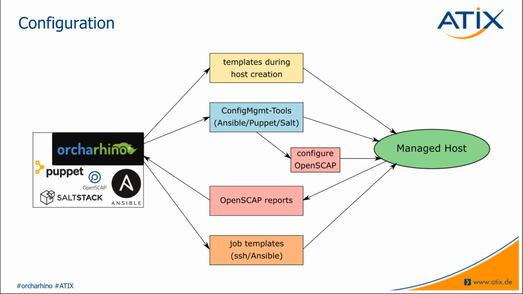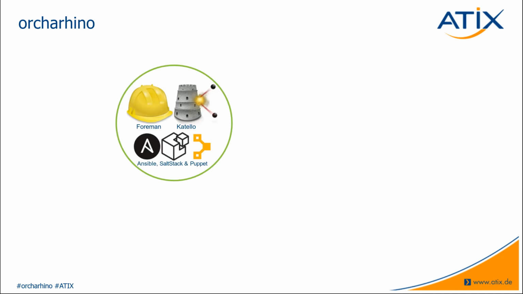The last approach we have here are so-called job templates, which can be pushed to our servers either via remote execution, this means SSH, or via Ansible. So we can store complete scripts on Orcharhino and just push them to be applied on our managed hosts. And then everything will be configured.